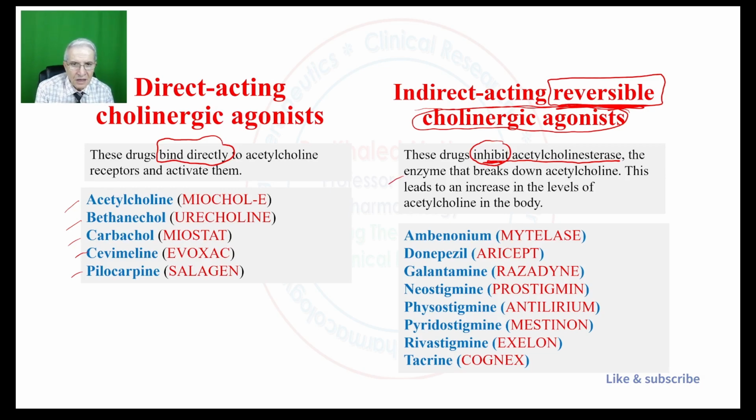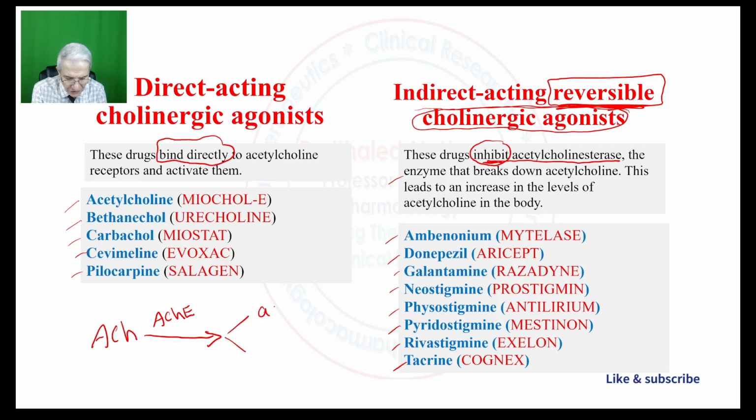Regarding indirect acting reversible cholinergic agonists, the list of medication we have there: edrophonium, donepezil, galantamine, neostigmine, physostigmine, pyridostigmine, rivastigmine, and tacrine. How does this medication work? Again, we need to explain it in a simple way. As you can see here, we have acetylcholine, and acetylcholine will be metabolized by acetylcholinesterase, this enzyme, and this will metabolize it to acetate and choline.